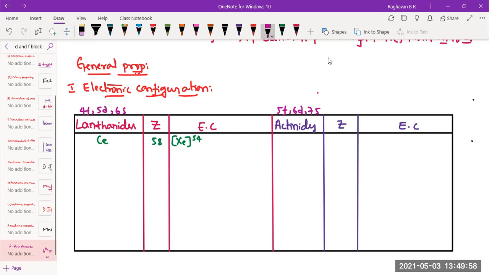Actinides start from thorium, atomic number 90. Previous to that, the nearest noble gas is radon, 86. Okay, so the inner core will be 86 for actinides. Now we shall proceed.